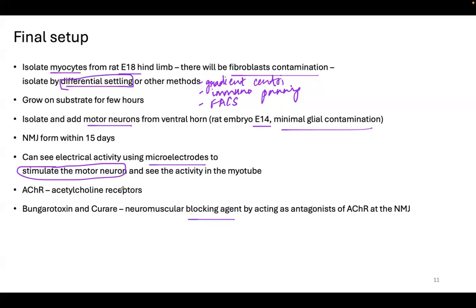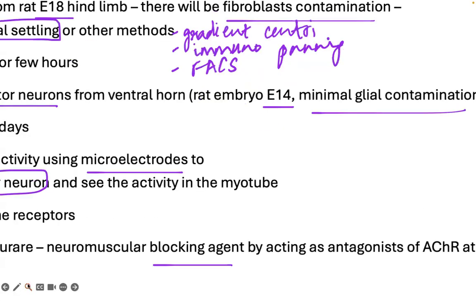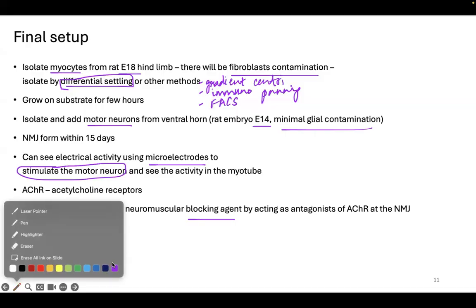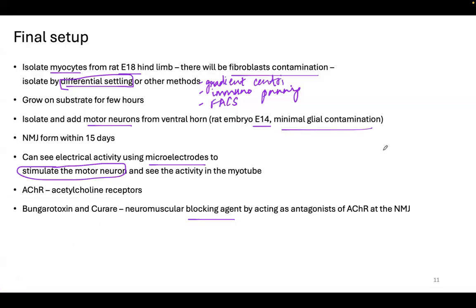Now, we briefly talked about acetylcholine and the acetylcholine receptor. The receptor is a protein. Acetylcholine comes onto it, the receptor sees it, and it does something. Typically, I'm generalizing this, but this will be applicable in most cases.